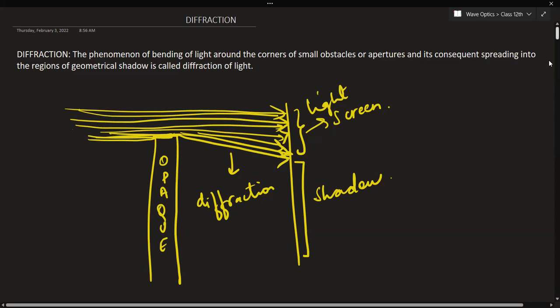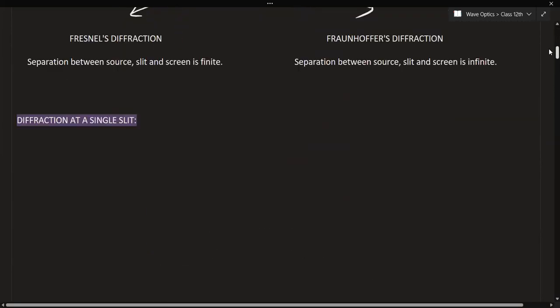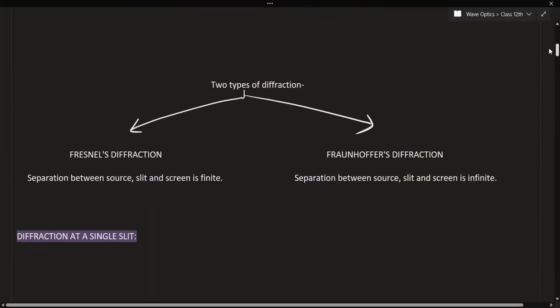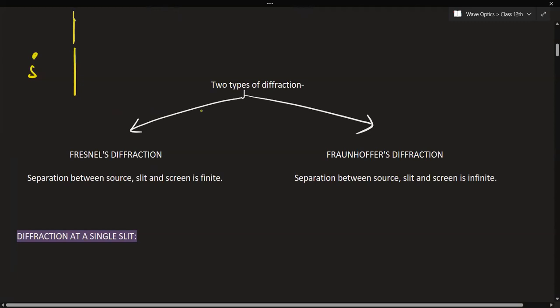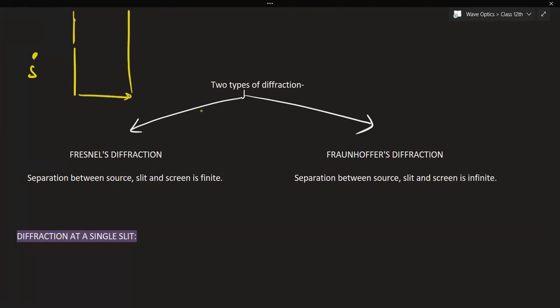Now, diffraction is also not of a single type. Diffractions are basically of two types. Fresnel's diffraction you have if the separation between the source, slit, and screen is finite. It means this is the source, this is the slit, and here you have the screen. This is finite. Let's say this is 5 meters, this is 3 meters. You can calculate. Then that is known as Fresnel's diffraction.